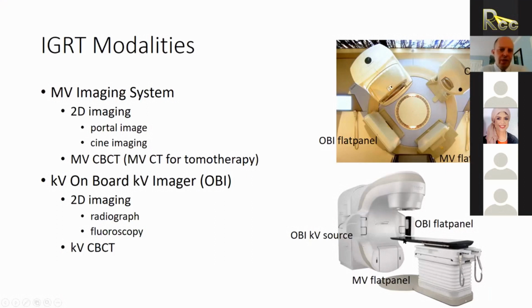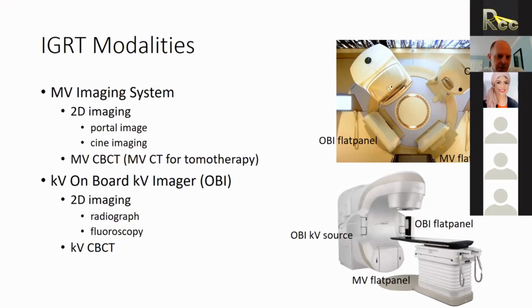And so for the MV imaging system, we can do 2D imaging. This could be portal images and also cine imaging. And then in some cases, and in the literature, there have been techniques to use MV cone beam CT. So this is where you take portal imaging with different projection images, and you use that to create a cone beam CT. Now that's not very common.